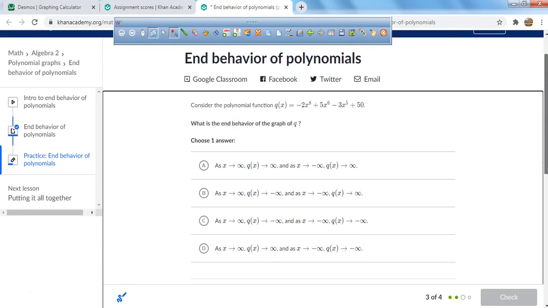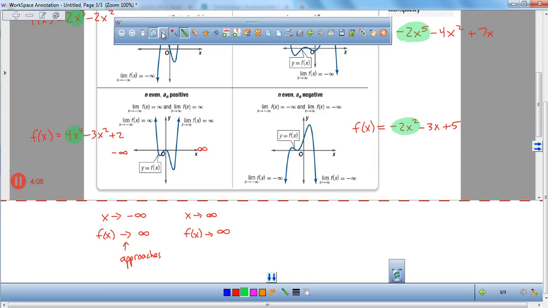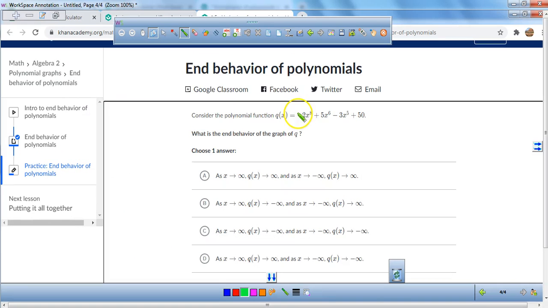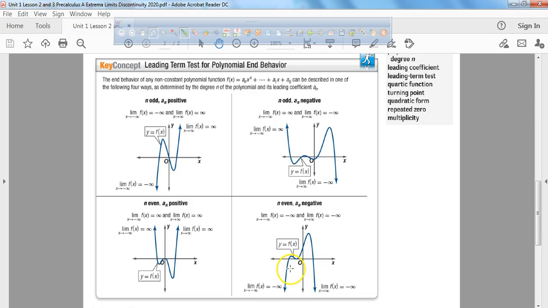Now, what are we going to look at? We're going to look at this right here, and I said I'm going to highlight it. So right here, we're going to highlight this one. You guys see that it says -2? So it's negative, but it's even. So negative and even, that's going to follow this one right here.